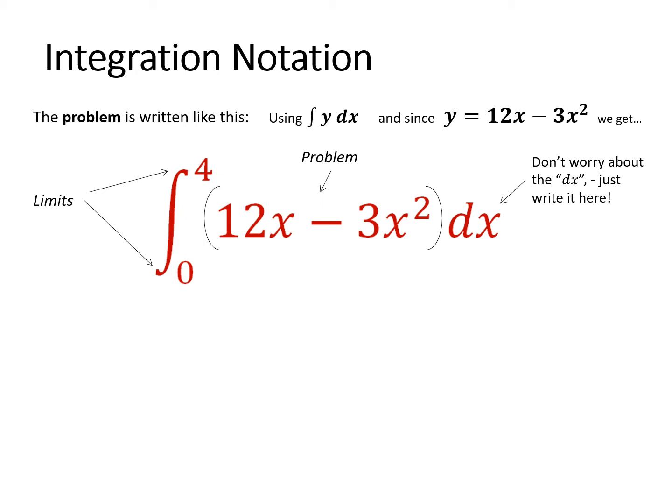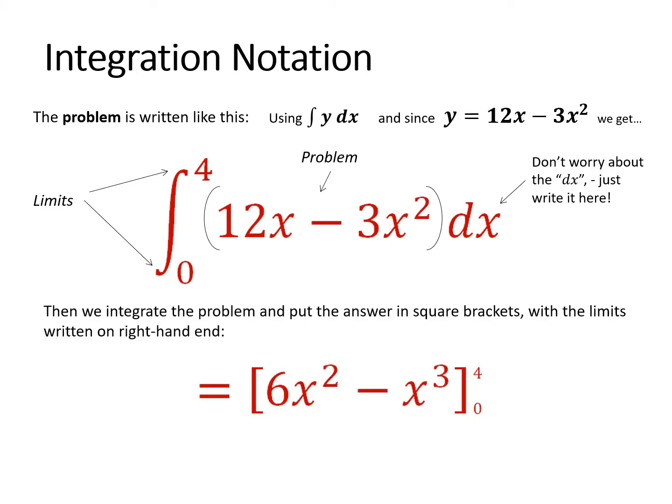The next thing you do is integrate that. So 12x becomes 12x squared over 2, which is just 6x squared. And then the minus 3x squared becomes minus 3x cubed over 3, which is just minus x cubed. What we do next is write that answer down and put it in square brackets. Those square brackets show that we have now integrated it. Now we write the limits on the right hand end, on the top and the bottom of that last square bracket. So there's our integral, and there are our limits.